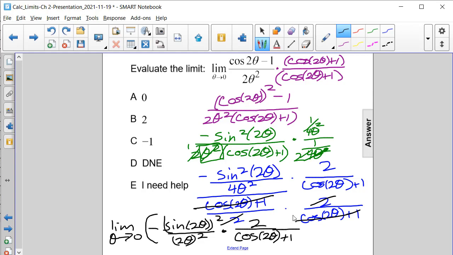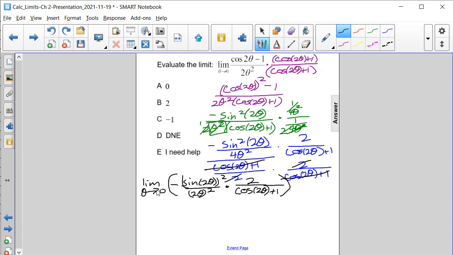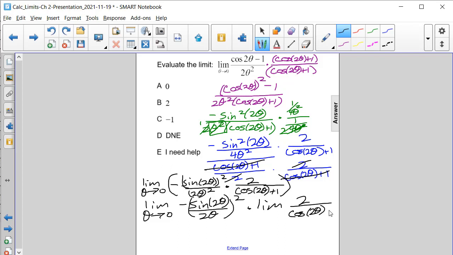And we are taking the limit of this entire function where we're multiplying these two rationals together. And because of that, we can take the limit of the first rational function times the limit of the second one. So let's actually write those. So the limit as theta approaches 0 of negative sine of 2 theta over 2 theta, and we can write that as that quantity squared, because both the numerator and denominator have a square, we can bring it out, times the limit of 2 over cosine of 2 theta plus 1, and that's as, again, theta approaches 0.